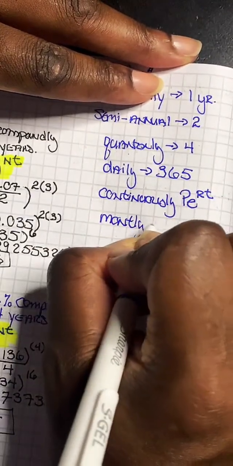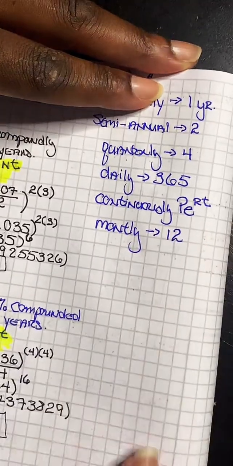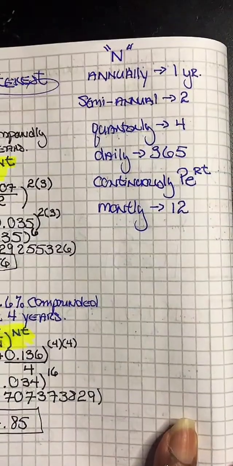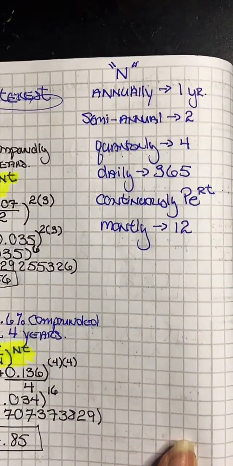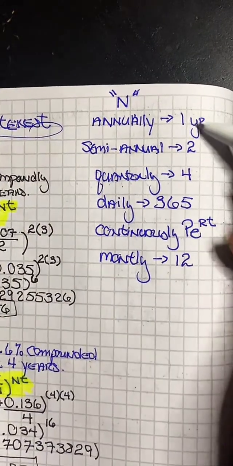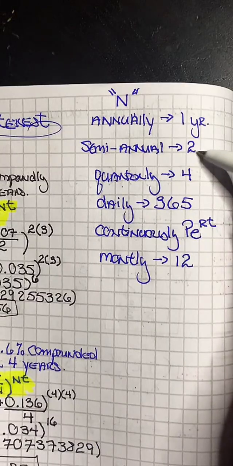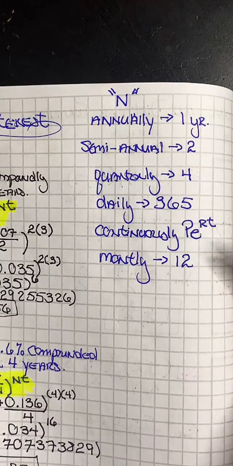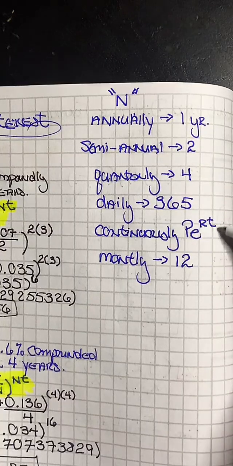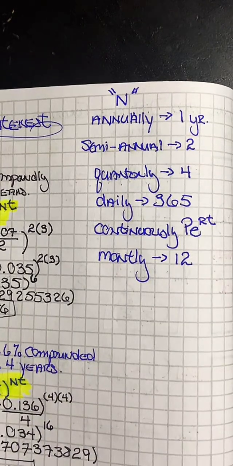If they say compounded monthly, that means it's happening 12 times because there are 12 months in 1 year. So that's going to be what our n values are. If they say annually, it's happening 1 time. If they say semi-annually, it's happening 2 times. Quarterly, 4 times. Daily, 365. Continuous, that's another equation all in itself. And then monthly is 12.